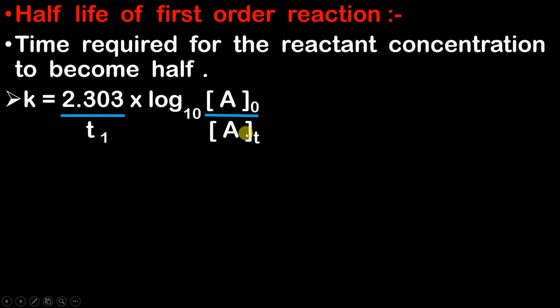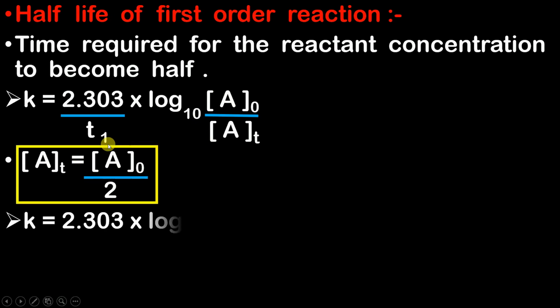AT is nothing but the concentration at time T1, as we all know. So as we all know that we want this concentration to become half, and if it wants to become half, it must be half of A naught. Why must it be half of A naught? Because A naught was the initial concentration we have taken, and we want the half of it. So AT should become half of A naught, and at that instant we want time T1.